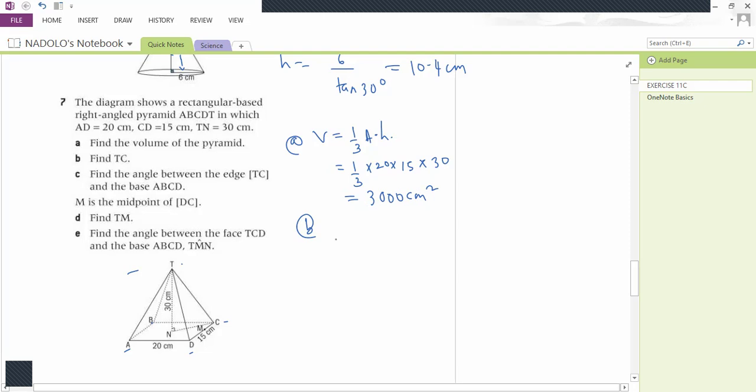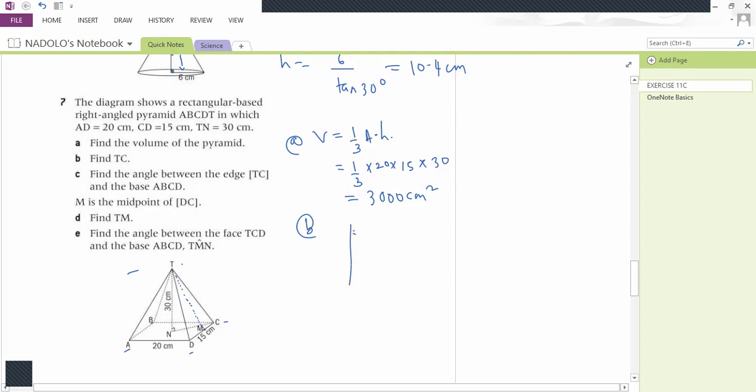Look at TC. TC is an edge, a slanting edge. And for us to calculate TC, we will need to draw a perpendicular line from T to M, like that. And then otherwise, if you don't want to use TM, you can use TN, which is 30 centimeters, and NC. Let's look at how that looks in a diagram.